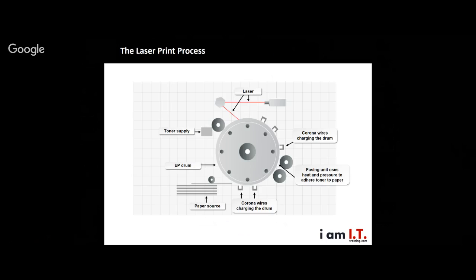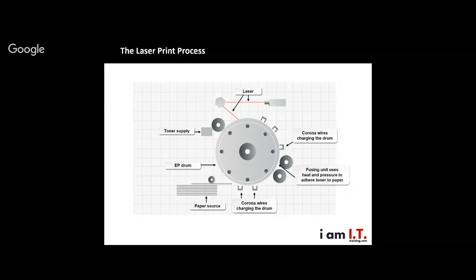So the next step is what is called writing. This is the process of the laser beam writing to the EP drum. I just talked about how the charging is the negative 600 volts. The writing is where the laser actually writes that image or text onto the drum.